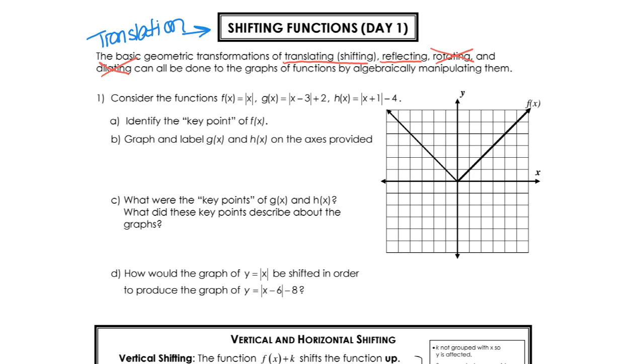Now, f of x is already graphed. And so the key point, since it does look like a V shape, in fact, all absolute value graphs look like a V shape, which I think is funny for absolute value, V for value. But this right here, where it turns, or its turning point, would most likely be our key point on f of x. And so this point right here has coordinates of 0, 0.